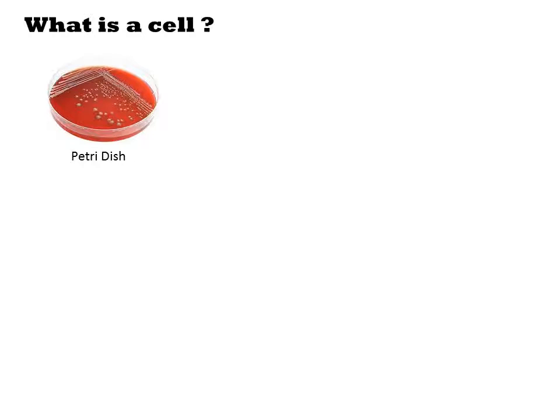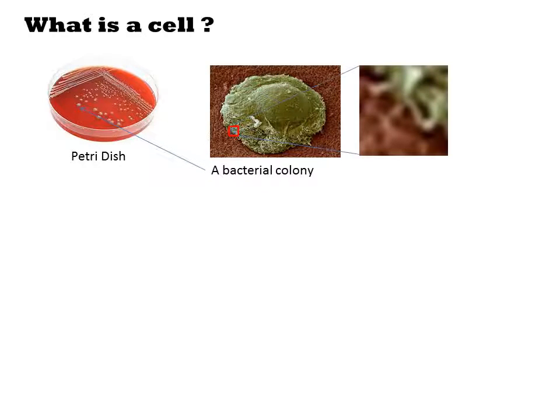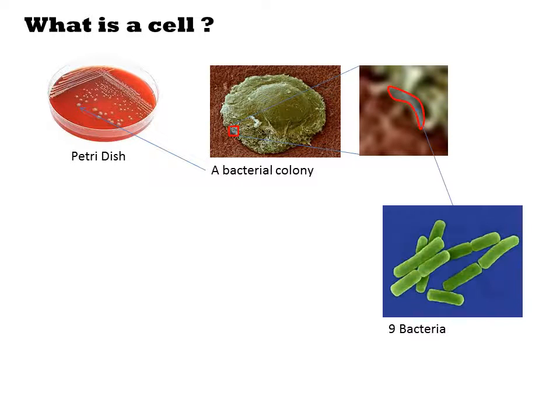When we examine a petri dish, we are looking at clumps of around 1 million bacteria. When we zoom in here, you can almost make out one of these bacteria from the colony. If we look closer with an electron microscope, we can see the individual bacteria more clearly.